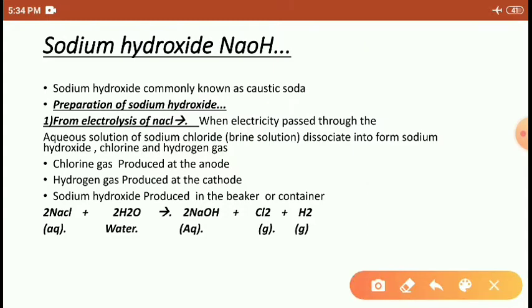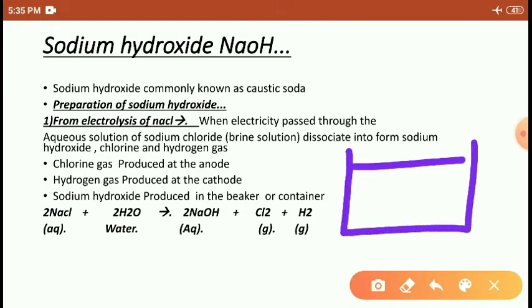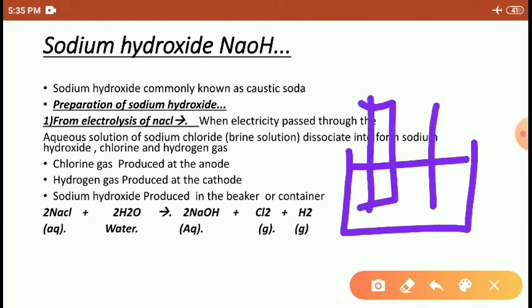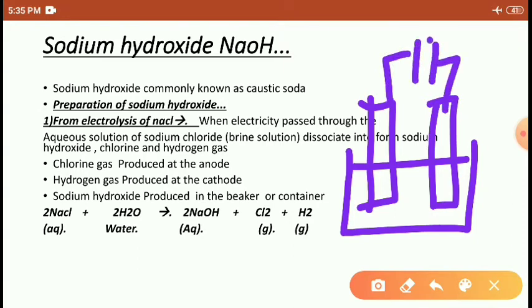Chlorine gas is produced at the anode, hydrogen gas is produced at the cathode, and sodium hydroxide is produced in the beaker or container. So here we are using a container. In this container we dip the two electrodes like this, students, connected with the battery. Here we are using NaCl.